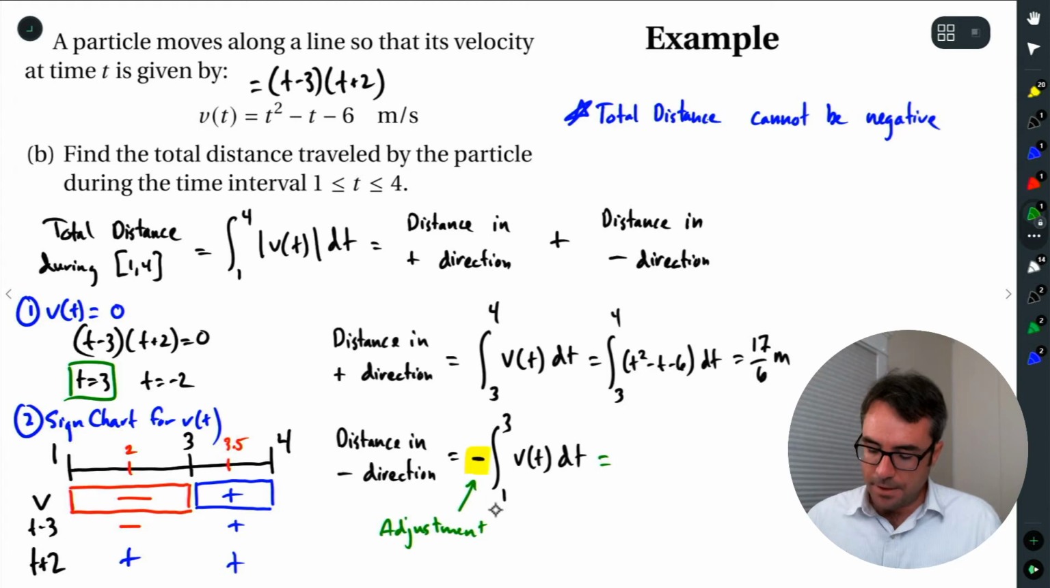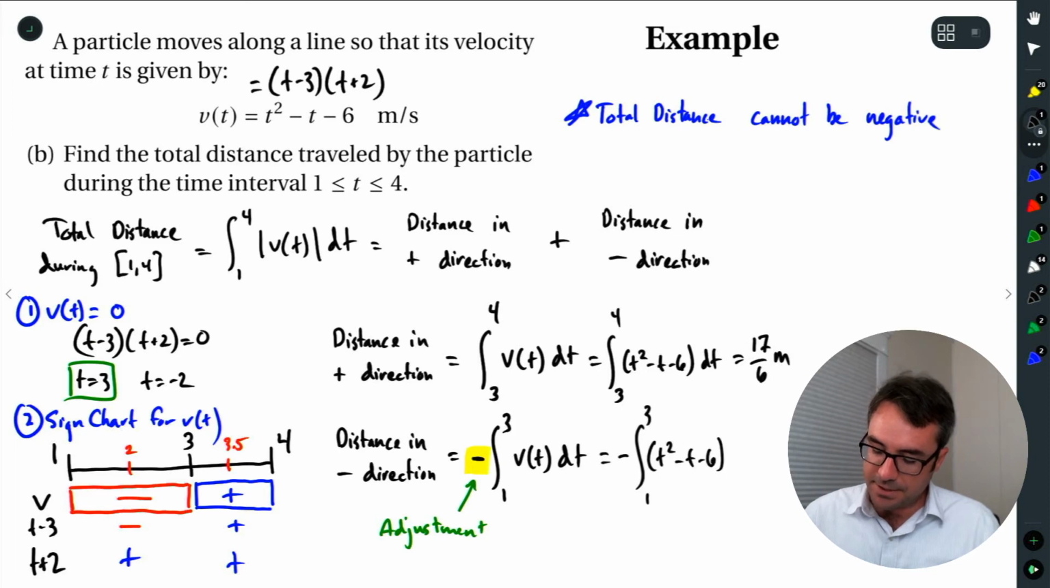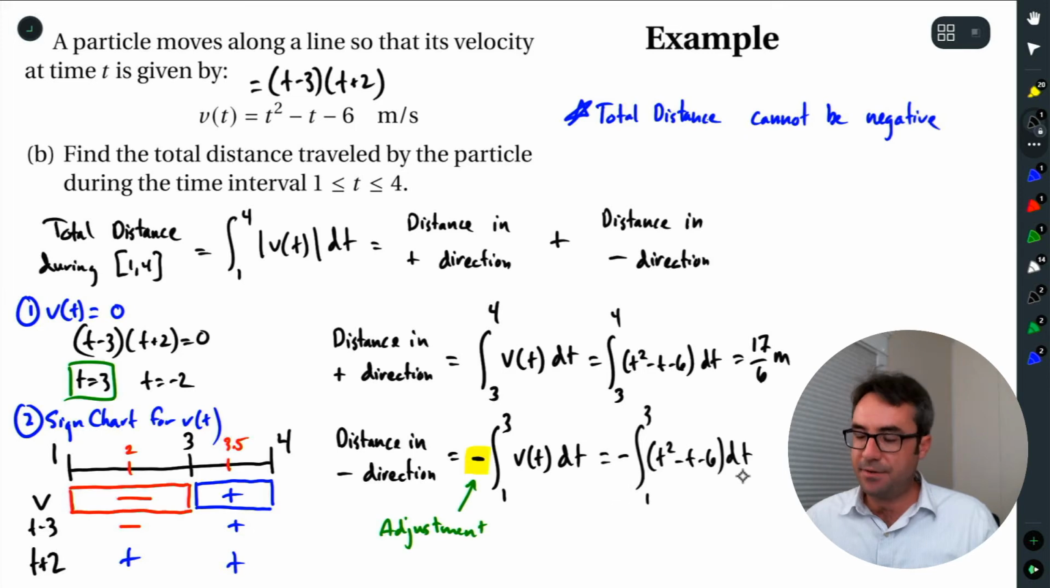All right, so let's see what we would get. And so we would set up our integration just like this. So this would be the negative of the integral from 1 to 3 of t squared minus t minus 6. And if we just were to do this definite integral, what do we get? Negative 22/3.